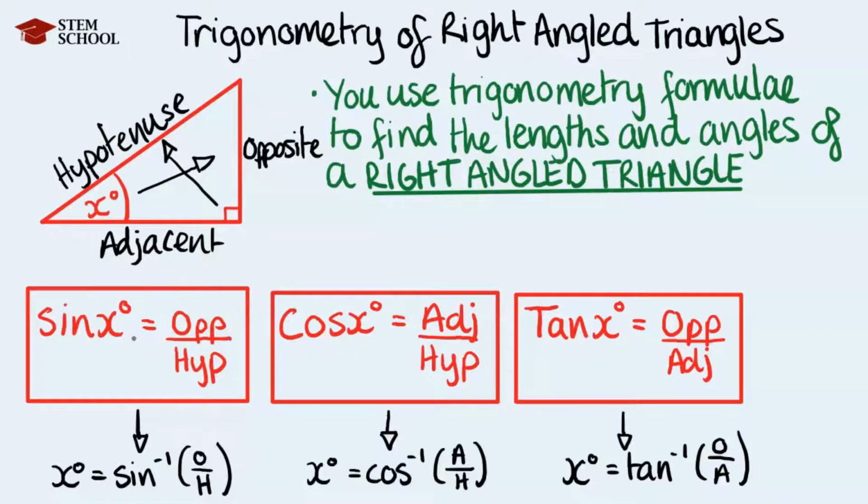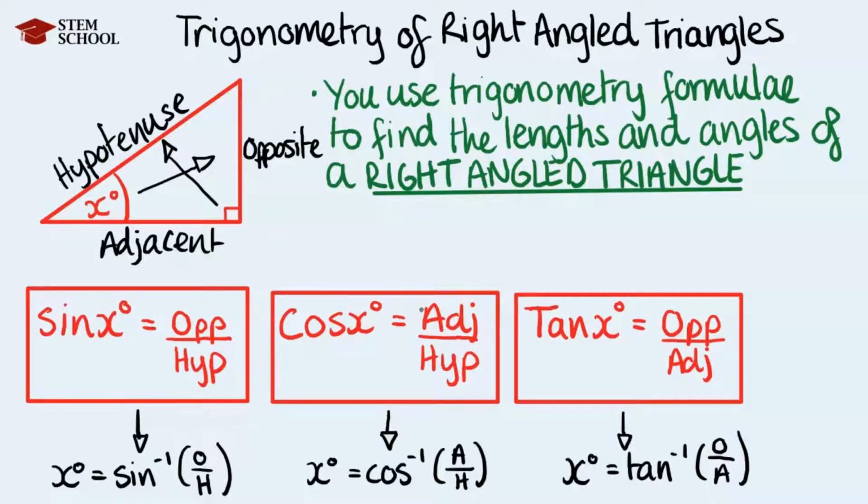First of all, sin x is equal to opposite over hypotenuse. Then the cos equation is cos x is equal to adjacent over hypotenuse. And then the tan equation is tan x is equal to opposite over adjacent. Okay, so these are the three formulas you need to memorize.